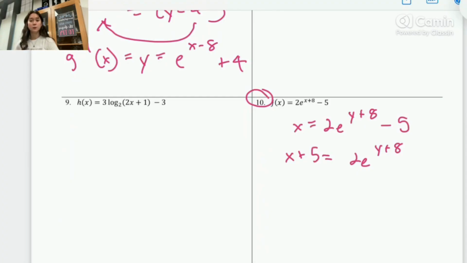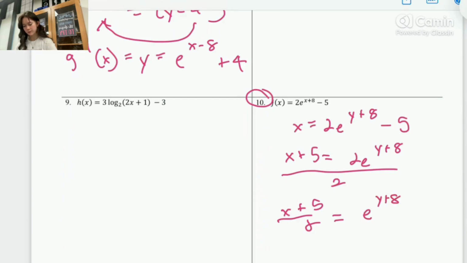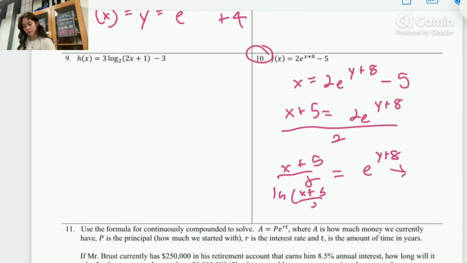From there, divide by the 2. Just simple stuff. x plus 5 over 2 equals e to the power of y plus 8. And then, to get rid of the e, we're going to do ln, inverse processes. And we're going to do ln of x plus 5 over 2 equals, that is what you're doing originally, and then they cross out. So it'll just be y plus 8.